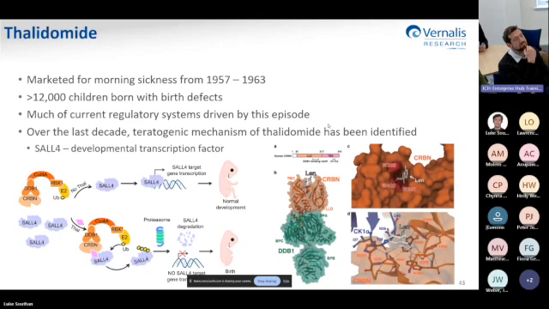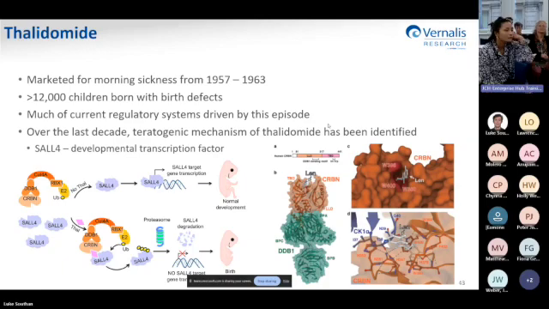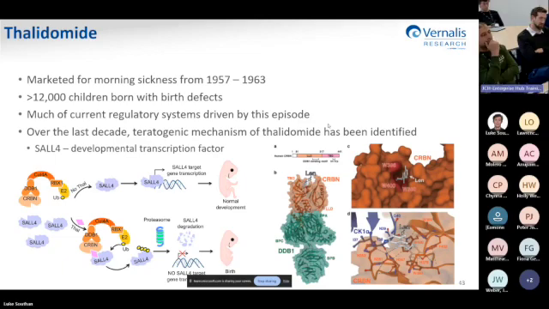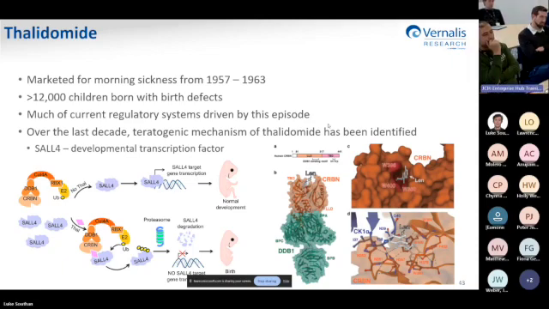That creates a neo-substrate. So SALL4 is now degraded by cereblon. So the cellular machinery is degrading the wrong protein because the recognition surface has been modulated by the binding of thalidomide to cereblon. The net upshot is, if you are unlucky enough to have thalidomide and you're pregnant, then you get SALL4 degradation, which causes a whole load of teratogenic effects. If you don't have the thalidomide, cereblon does not recognize SALL4, it's not degraded, and it acts normally.